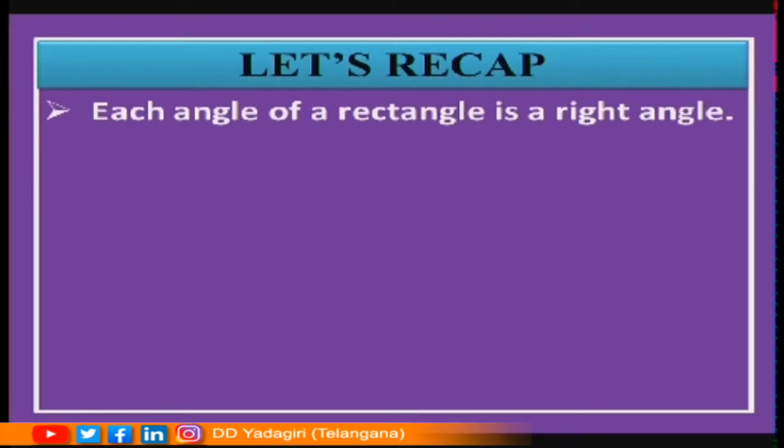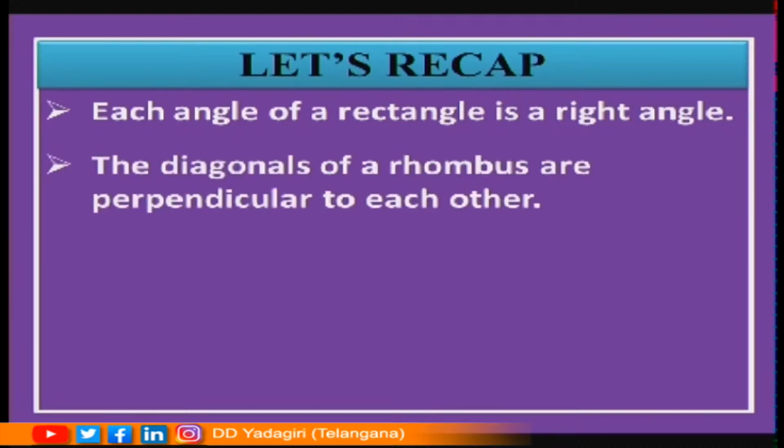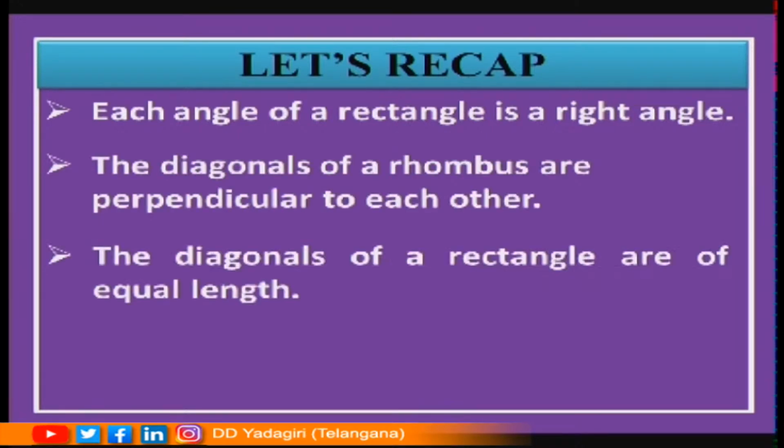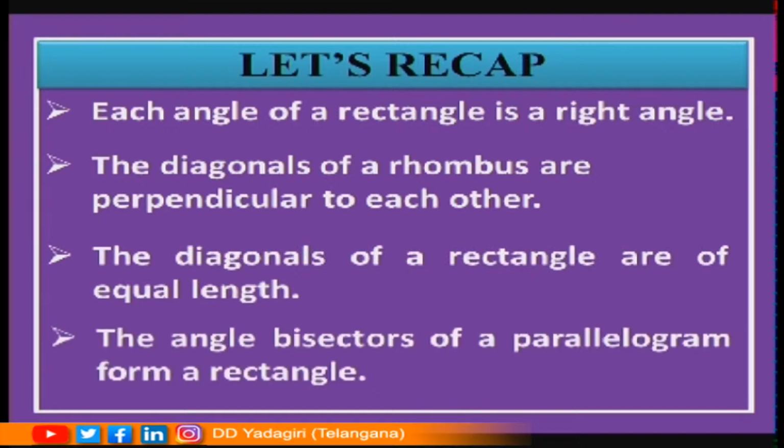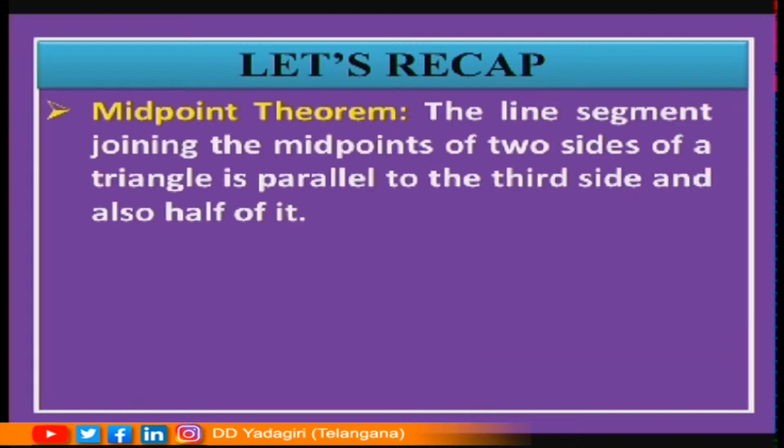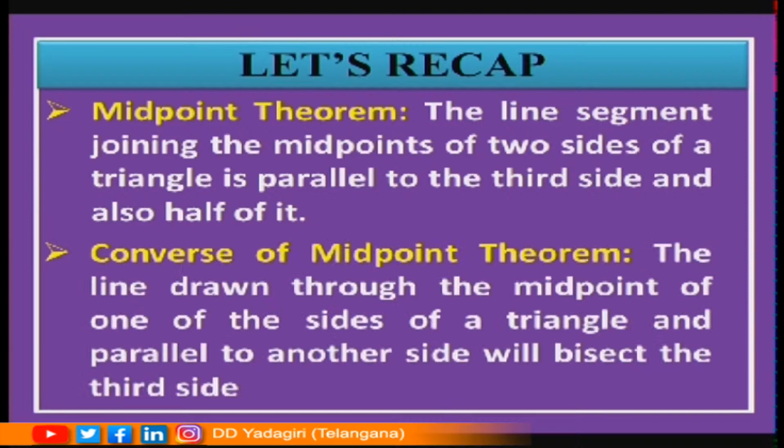So, children, before we end our session, let us quickly recap what we have learnt in this session. Each angle of a rectangle is a right angle. The diagonals of a rhombus are perpendicular to each other. The diagonals of a rectangle are of equal length. The angle bisector of a parallelogram forms a rectangle. The midpoint theorem states that the line segment joining the midpoints of two sides of a triangle is always parallel to the third side and also half of it. And the converse of the midpoint theorem states that the line drawn through the midpoint of one of the sides of a triangle and parallel to another side will bisect the third side.